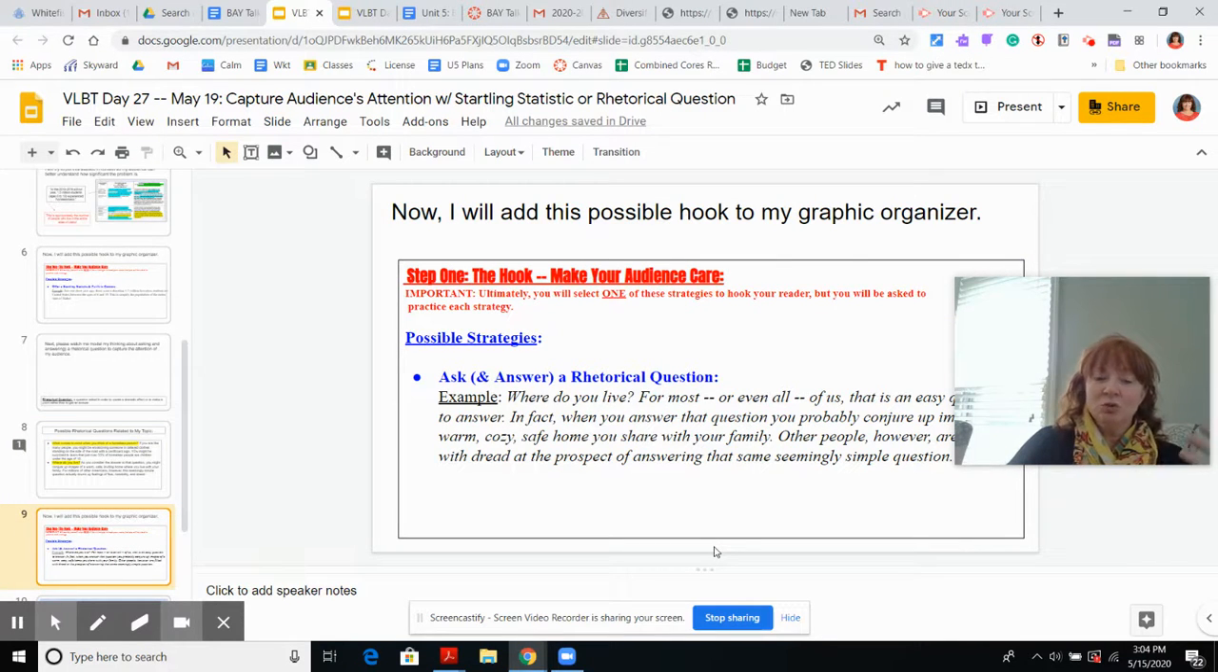So now I've got two possible hooks for my Bay Talk. I've got a startling statistic put in context, and I've got a rhetorical question and a potential rhetorical answer. And those are two ways I might be able to begin my Bay Talk.